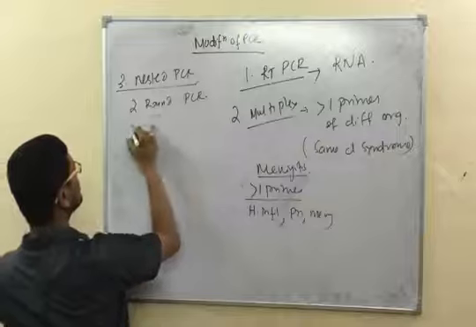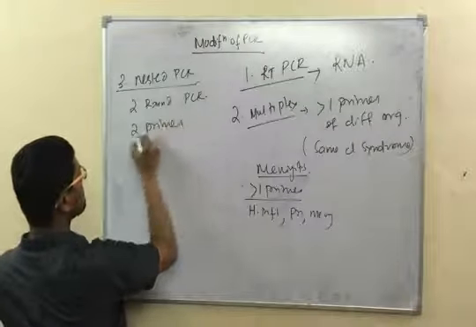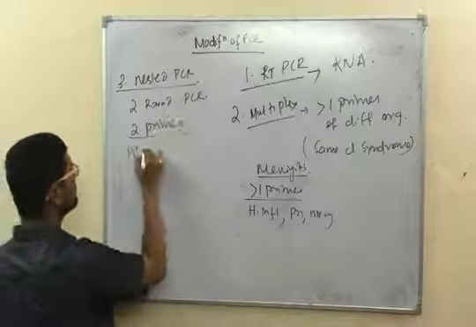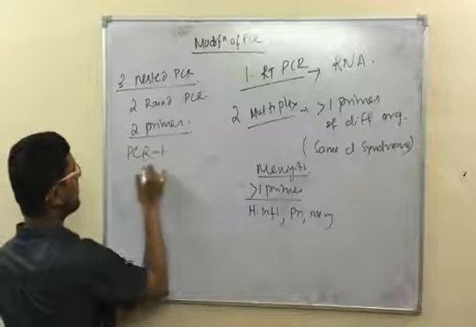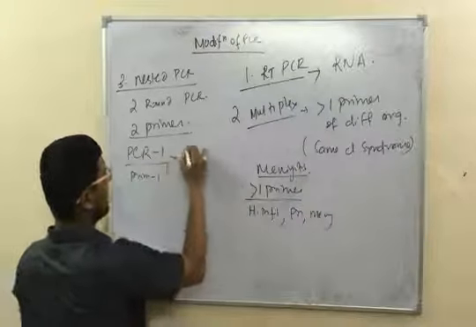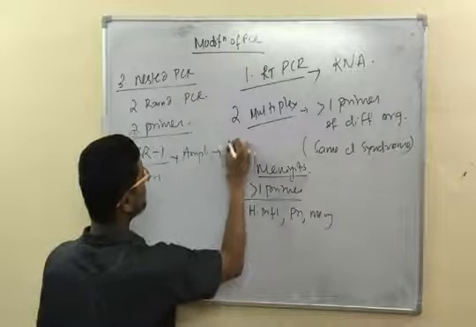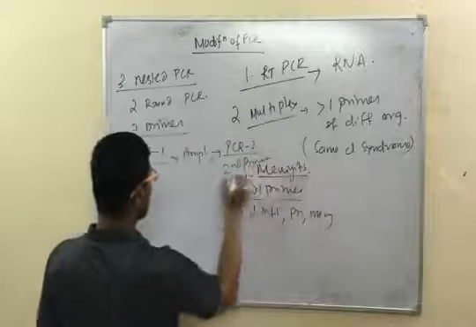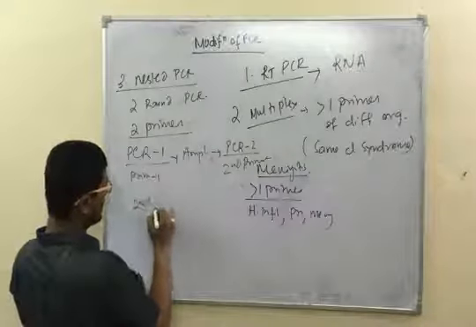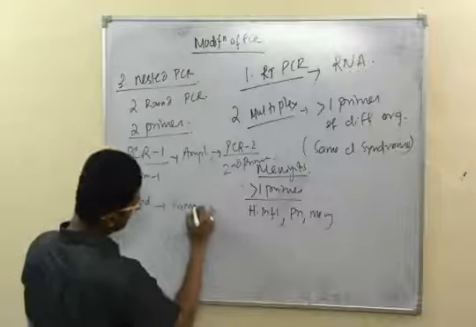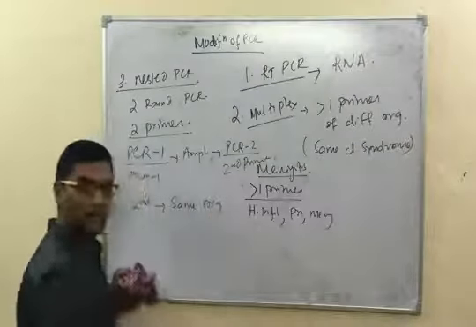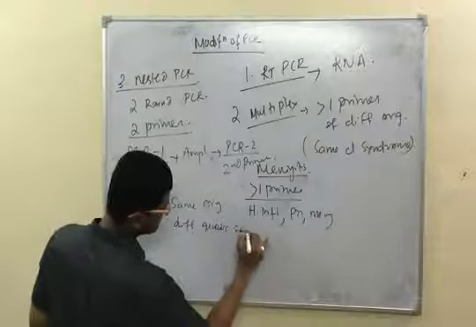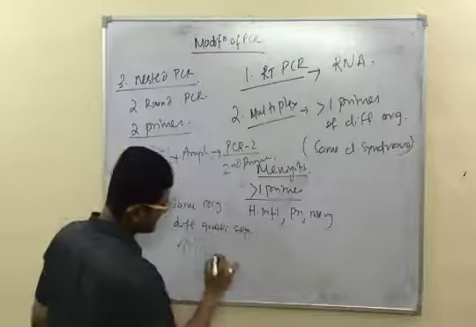Each round we use one primer each. So two primers are used, and to make two rounds of PCR, first you do PCR round 1, where you are using primer 1, and the amplified product is subjected to one more PCR by using a second primer. The second primer is targeted against the same organism but a different genetic sequence, so that it will increase the specificity of the reaction.